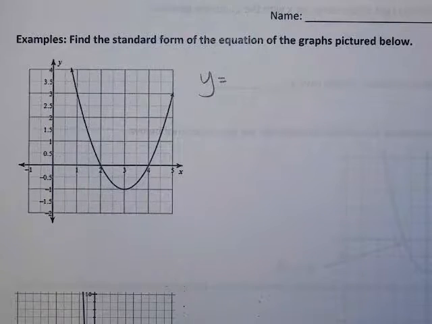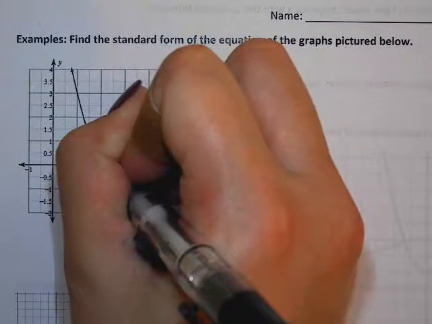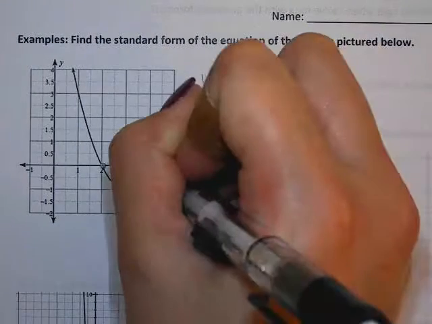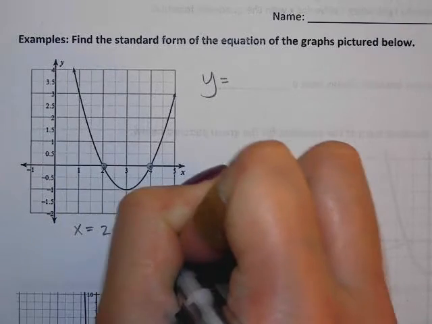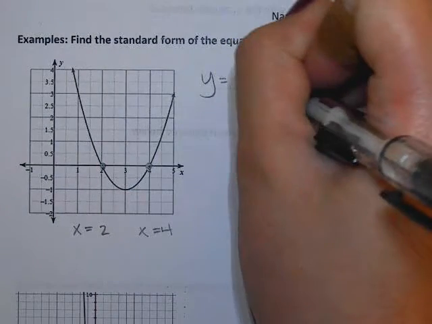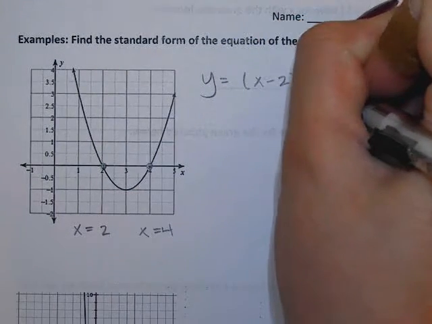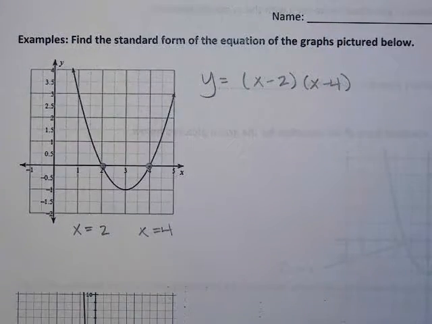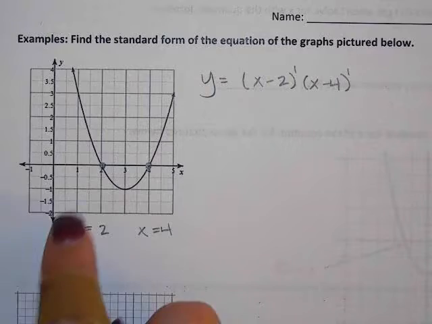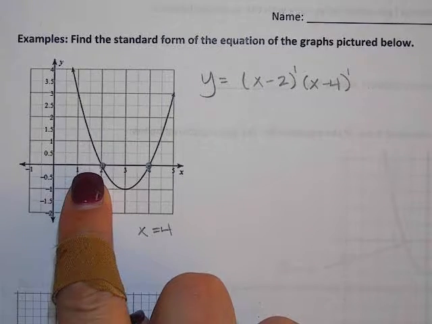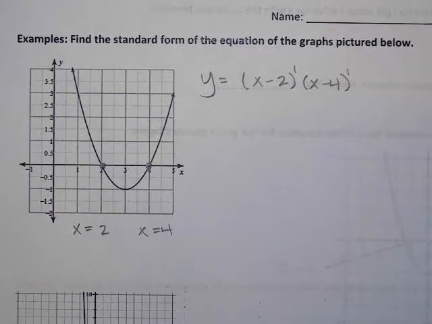And then how many x-intercepts do I have? 2. So I have x equals positive 2 and x equals positive 4. x minus 2, x minus 4. Both to the power of 1, they have a multiplicity of 1. I can tell because they go straight through the x-intercept. So straight through, that means it has a multiplicity of 1.